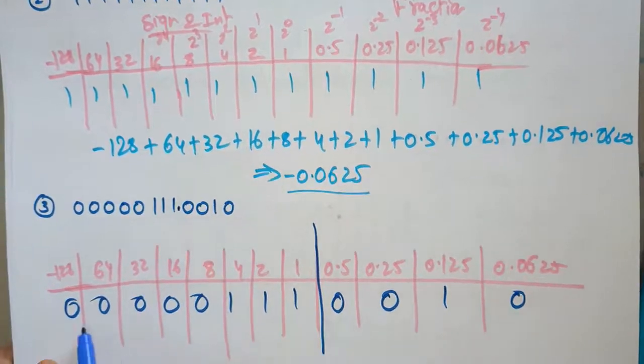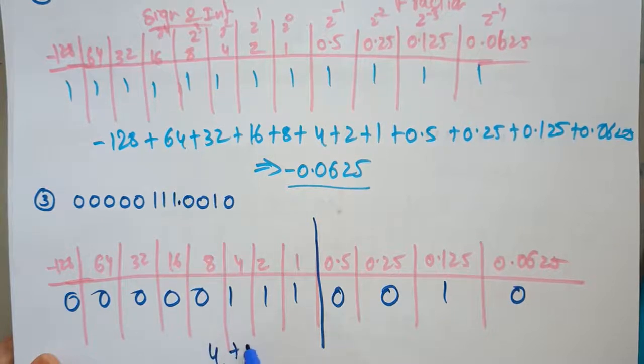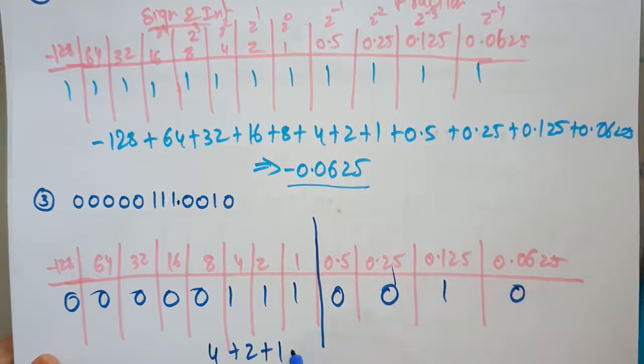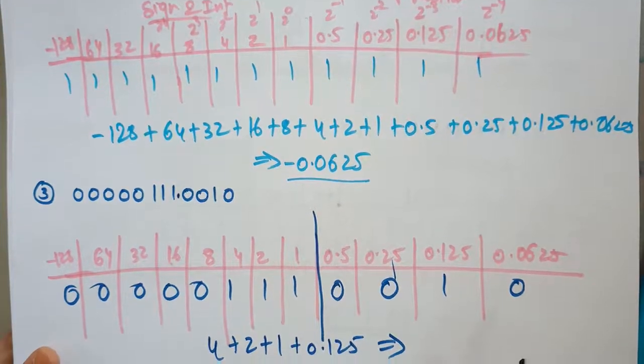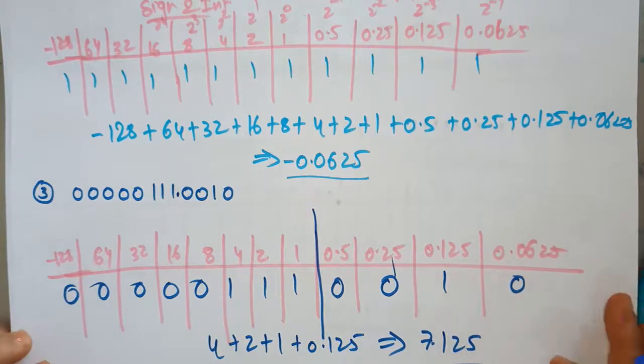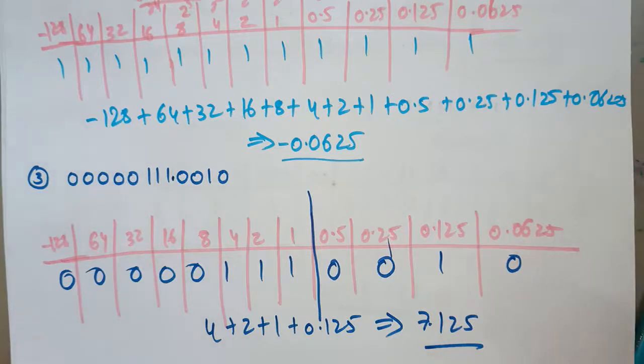Now calculate. These are all zeros. Just 1 into 4, 4 plus 2 plus 1, and this part is also 0. 1 into 0.125. Then you will get 7.125 as the decimal fraction for the given binary number. Thank you.